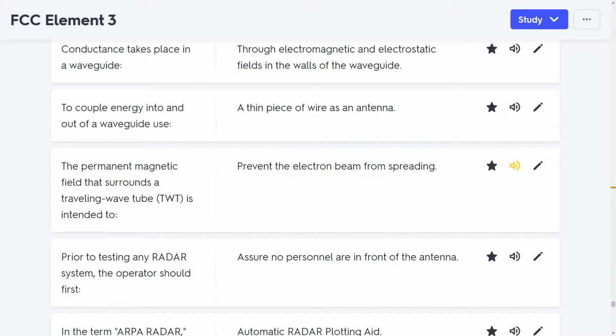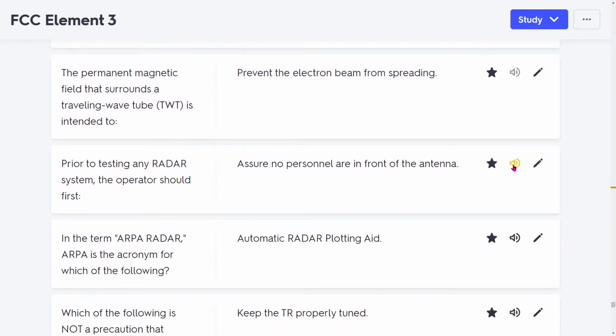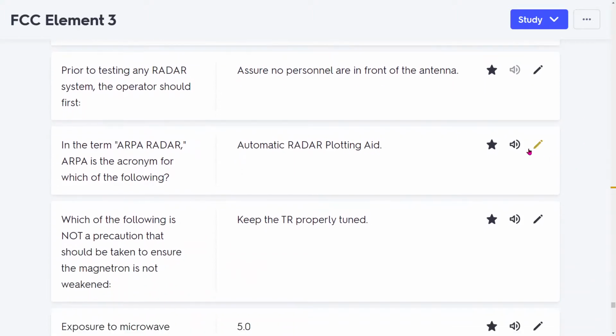The permanent magnetic field that surrounds a traveling wave tube is intended to prevent the electron beam from spreading. Prior to testing any radar system, the operator should first assure no personnel are in front of the antenna. In the term ARPA radar, ARPA is the acronym for which of the following? Automatic radar plotting aid.